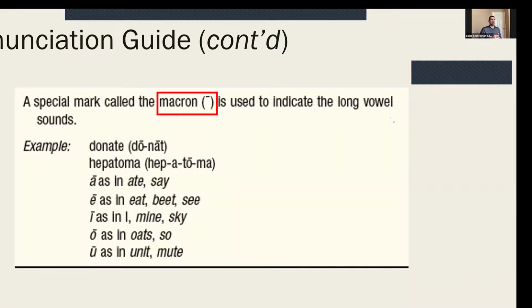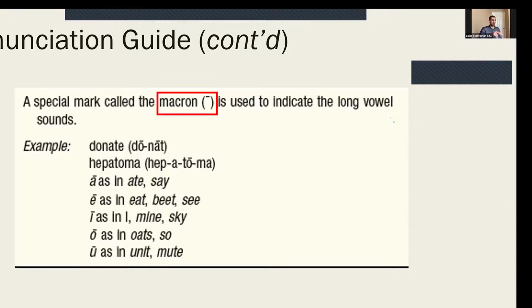Okay, so you might hear someone say hepatoma, hepatoma, or hepatoma, hepatoma. So that's where you're going to get a little bit of a difference in how people pronounce it, but it's not hepatoma, hepatoma. Okay, it's not that because we don't see the macron in that case.